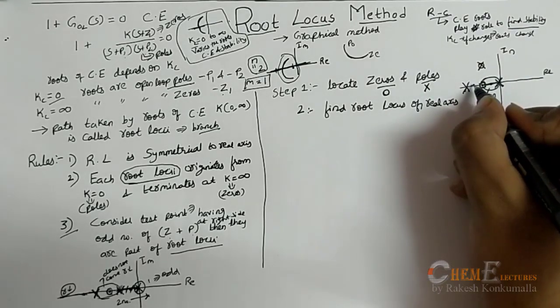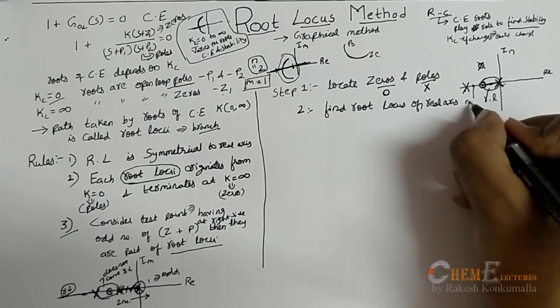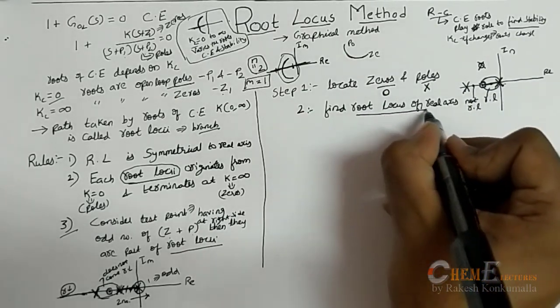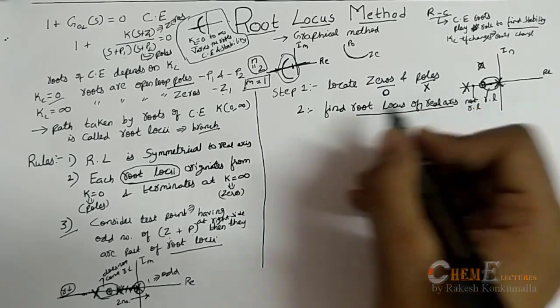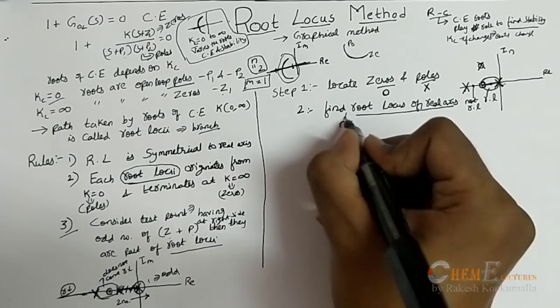Similarly, if I take a test point here, there is an even number of zeros and poles, this is not a root loci. In this way, you need to find the root locus on real axis, and the total root loci will be equal to n, that means number of poles.